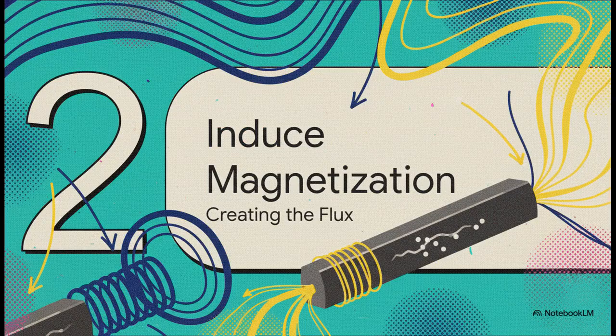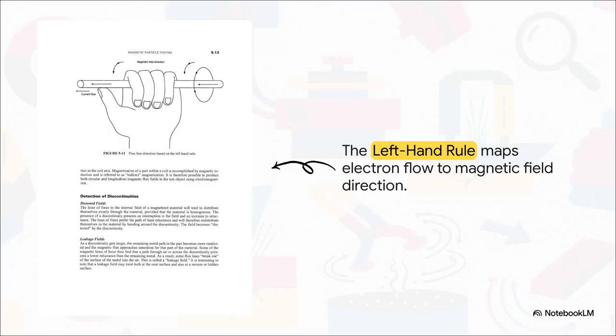Okay, section 2, step 1, induce magnetization. With our foundation firmly set, we're ready for our first major action in the field, actively creating a magnetic flux field right inside our test object. When you're out there maybe wrapping a heavy cable around a pipe, you need to know exactly where your magnetic field is going. So use this classic mentor's trick, the left-hand rule.